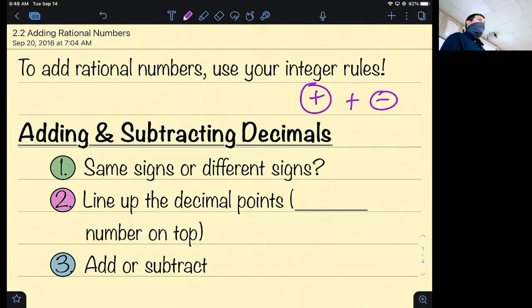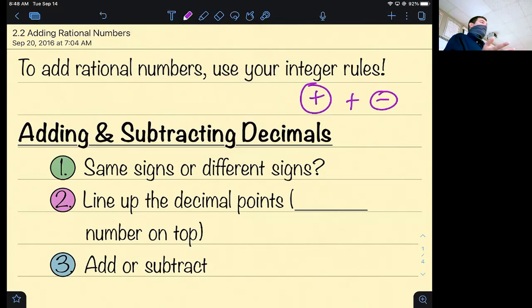Line up the decimal points. Do you think that rule is going to change? No, I don't have the power to change that rule. I'm just going to combine the rules you already know and add in our integer rules of going to war or joining forces.